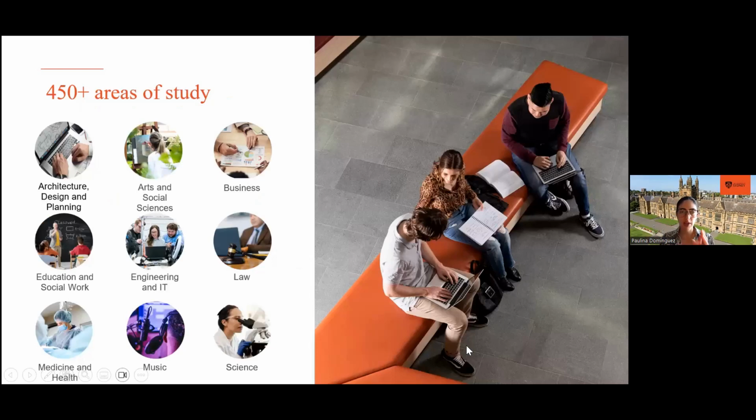Then what else we have here? Right, so we are the only university who offers the widest range of academic programs in Australia. We offer more than 450 programs across our 9 faculties and schools in architecture, design and planning, arts and social sciences, business, education, social work, engineering and information technology, law, medicine and health, music and science.